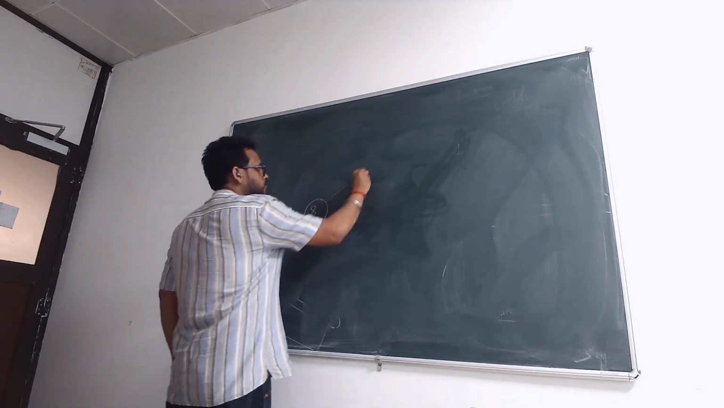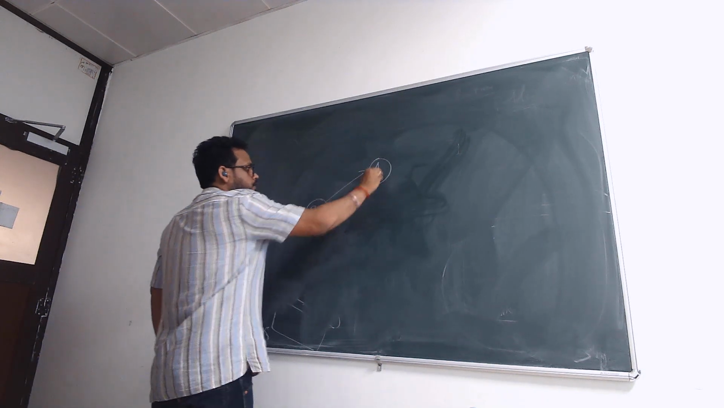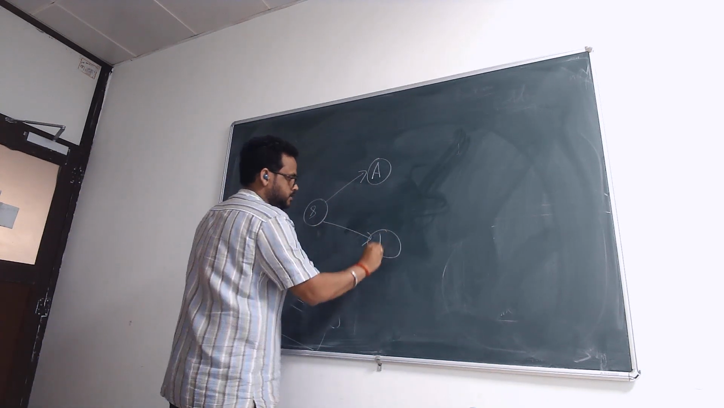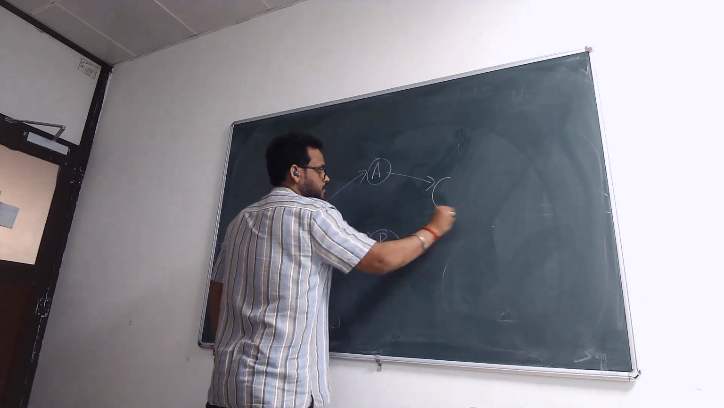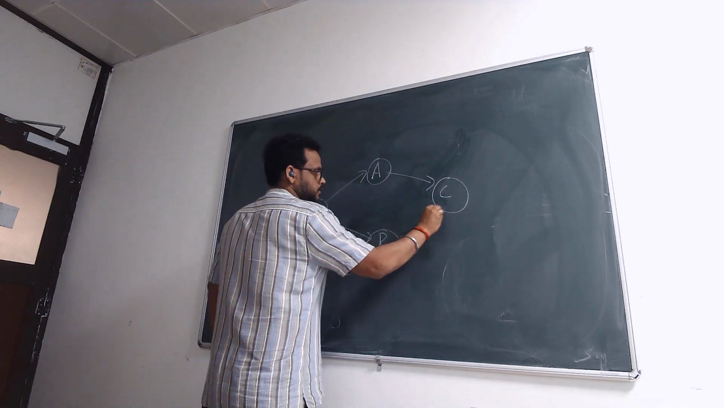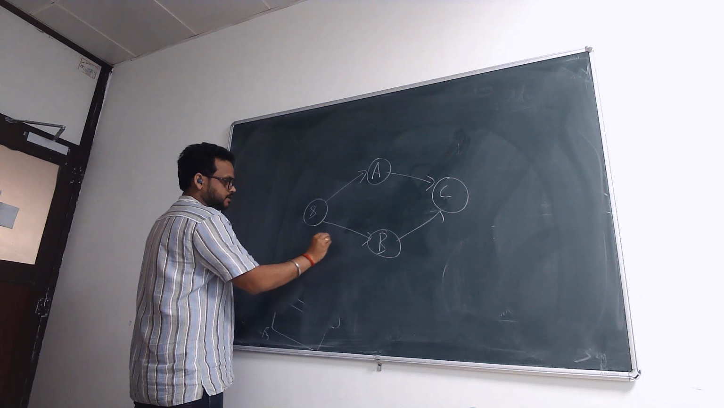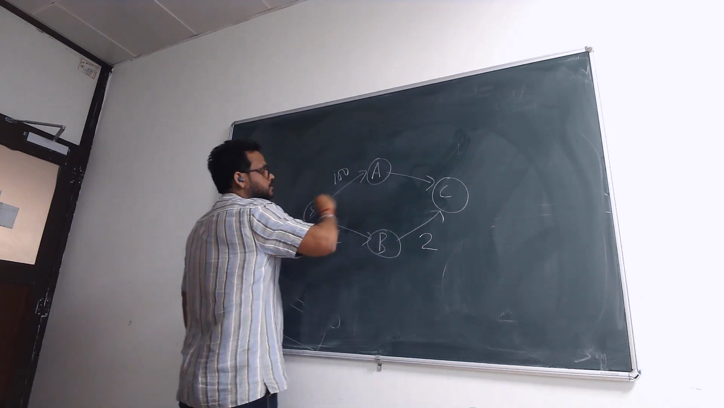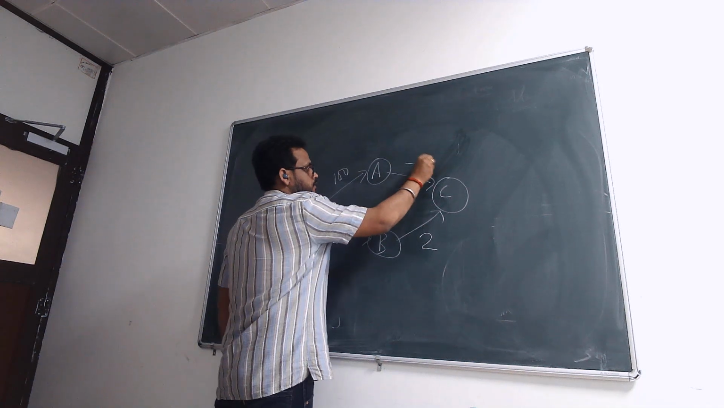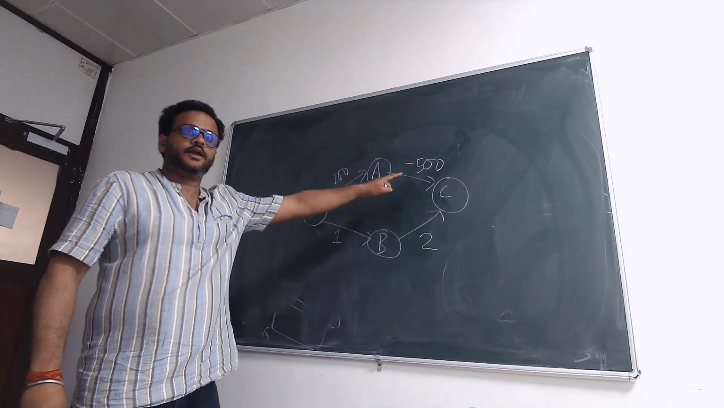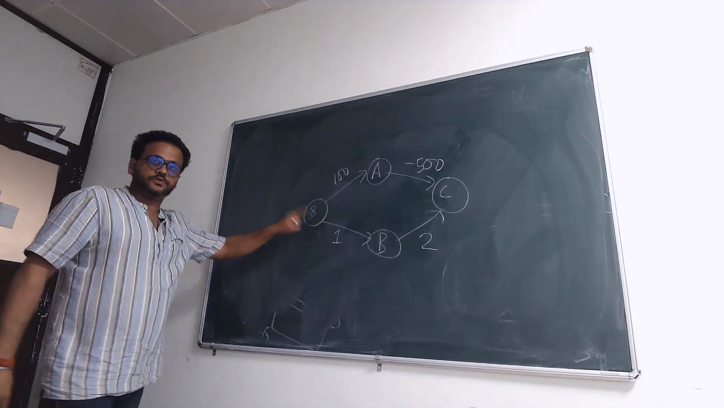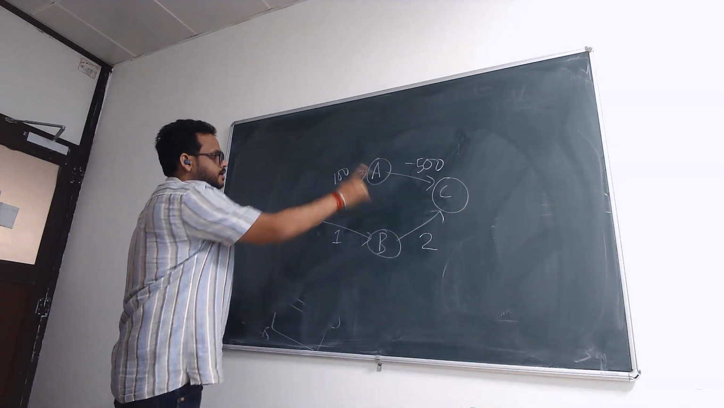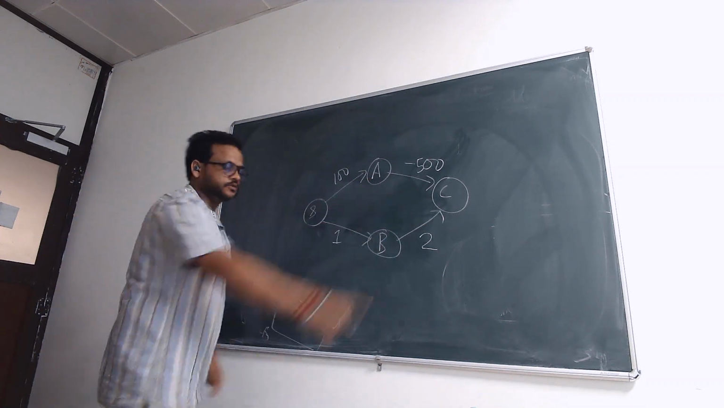Suppose there are four nodes S, A, B, C, and we have weights 1, 2, 100, and this is minus 500. So we have one negative weight here, and this is your source node, and I want to find the shortest path from S to all other nodes.